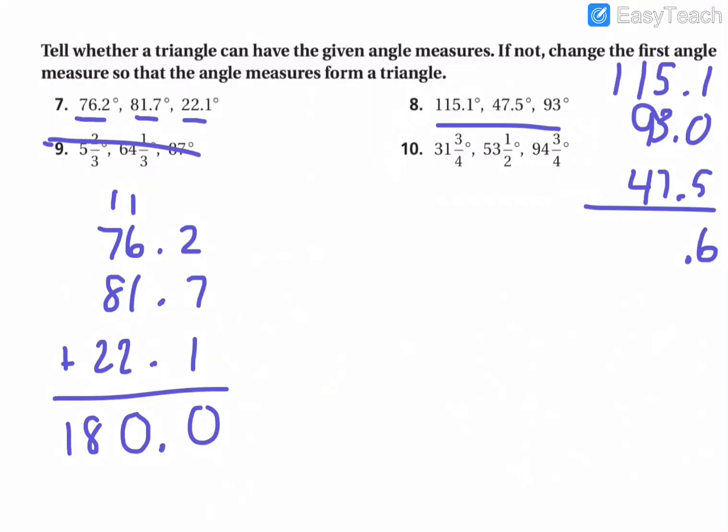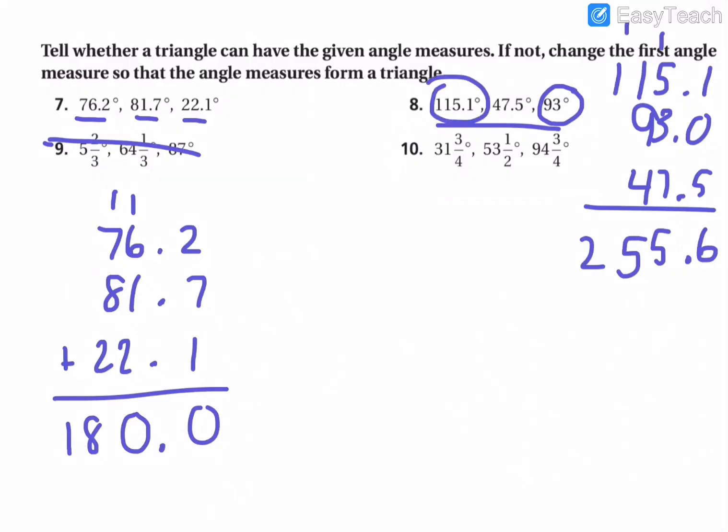Alright, so 7, 8, 9, 10, that's 15, carry the 1, 9, 10, 11, plus 4, 255 and 6/10. That's not going to work. That's way more than 180. You actually probably could have told that just by looking right away.